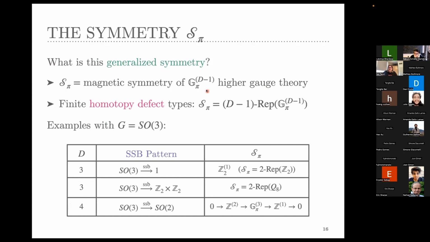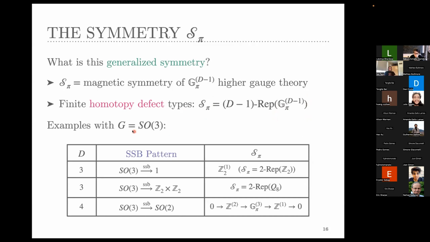And the higher group will be a D-1 group whose data I'll tell you all about in four or five slides. When there's a finite number of homotopy defect types, this higher group, this D-1 group, is a finite higher group. And in that case, the symmetry S will be a finite symmetry. When you have a finite symmetry, the symmetry defects will be described by some fusion higher category. In this case, it's a D-1 category describing the D-1 representations of this D-1 group. Okay, so this is crazy complicated. Let me give some very simple examples before going back to this general setting.